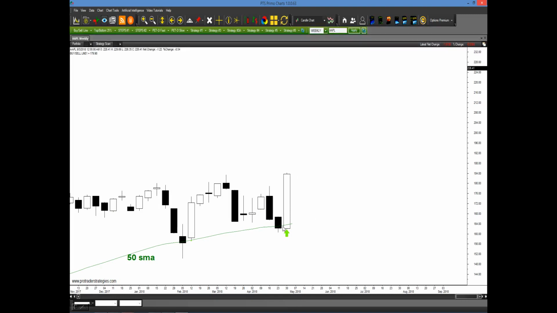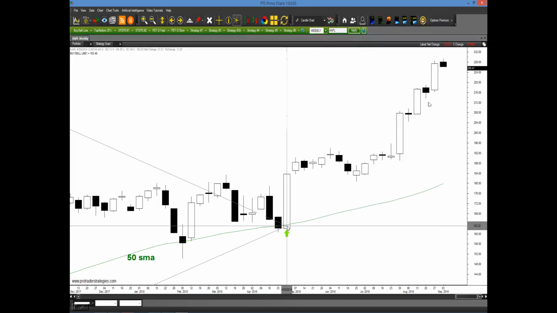Well, let's measure the slope of the 50-period moving average by using our new crosshair. Click on the icon. Once again, even though the opening was below, we want to place our cursor right on the 50-period moving average. We see here that the 50-period going back in time is in the confirm zone, and as you can see, Apple went up in the following weeks.